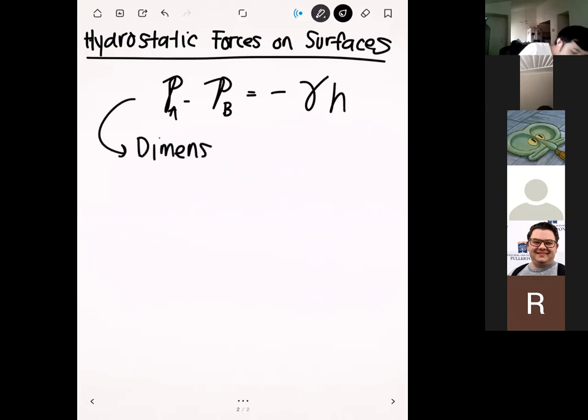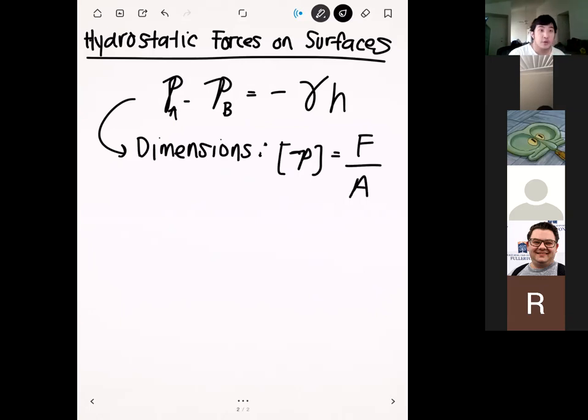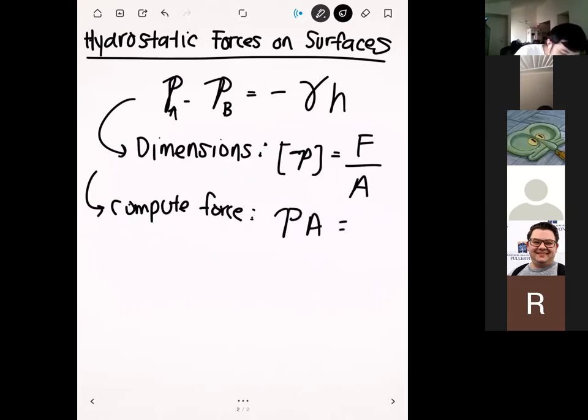And let's remind ourselves what the dimensions of pressure are. We talked a little bit about this in the first week of class, but the dimensions for pressure are nothing more than a force over an area. So it's a force that's distributed over an area. And what this means basically is that if we want to compute force from a pressure, the only thing we have to do is multiply pressure by some area, okay?